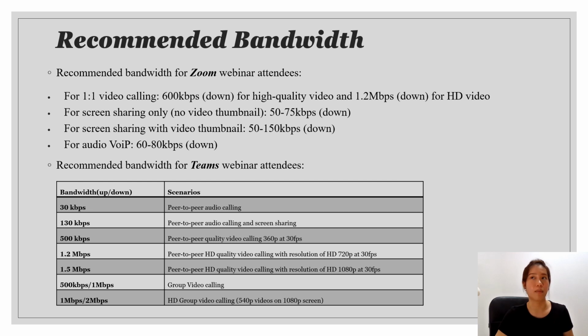This is what happens during our campus lecture classes, where we only have audio calling and screen sharing. So Microsoft Teams only requires 130 kilobytes per second. But for the Zoom meeting, it requires 50 to 75 kilobytes per second.